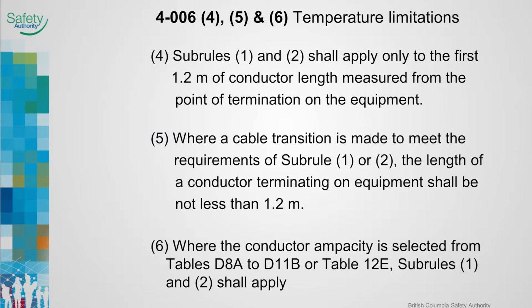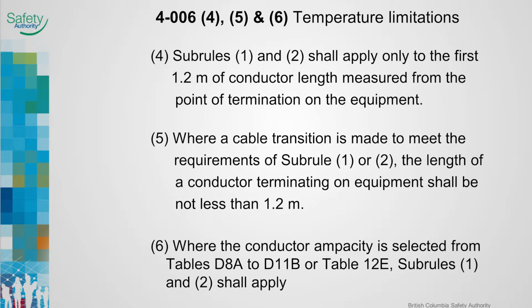Subrule 4 requires the conductor size to conform to the TTR termination rules, which applies only to the first 1.2 meters of conductor length. Subrule 5 requires the length of a transition conductor to be a minimum of 1.2 meters long. This requirement corresponds with the length of the test conductor used during CSA equipment testing. The conductor temperature is measured during the test.